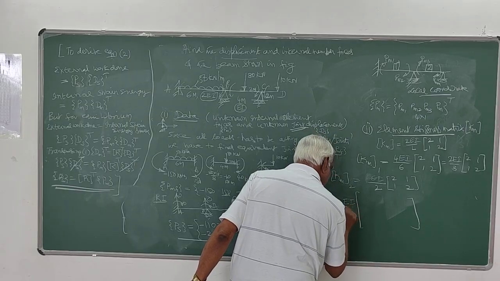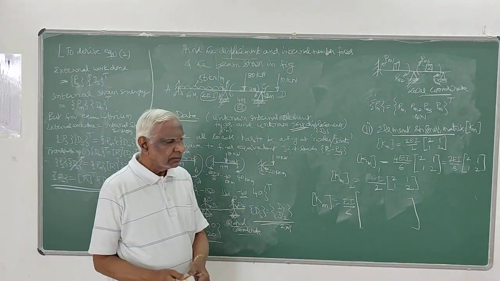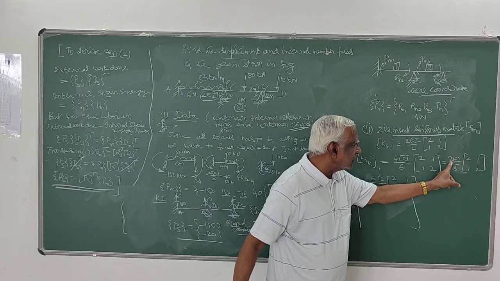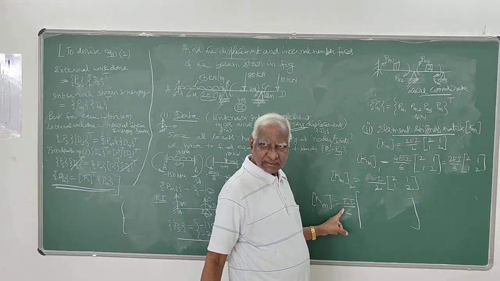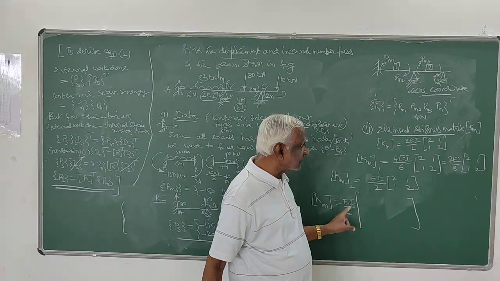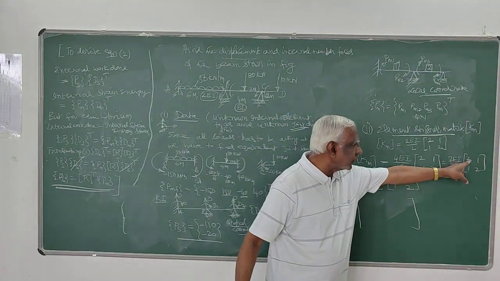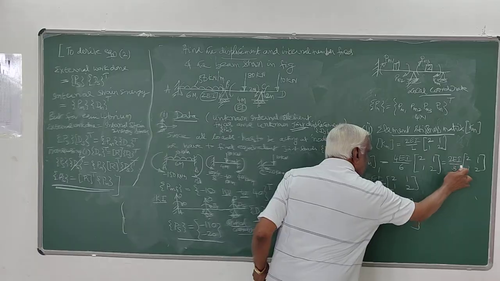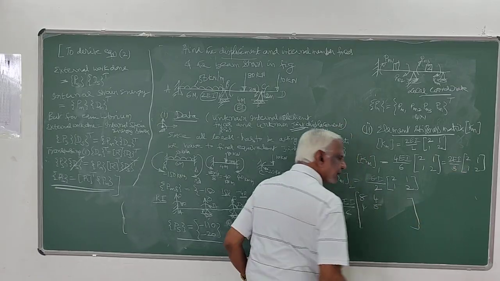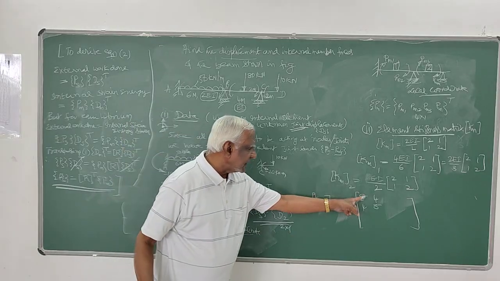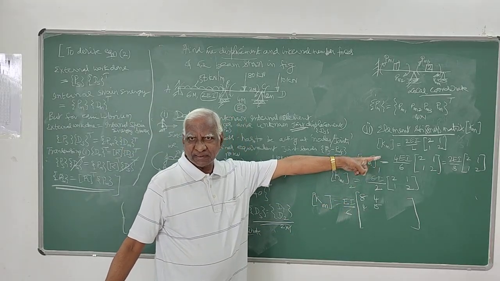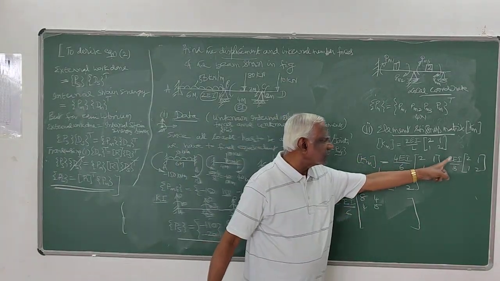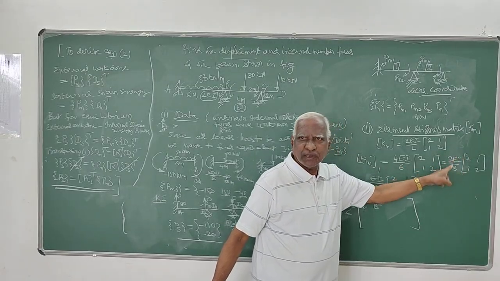I will take EI by 6 outside for all the elements. So if I take EI by 6, here this is 2 by 3 and 1 by 6. So EI by 6 I have taken outside. This will be 4 into 2, 8, then 4 into 1, 4. This will be 4, this will be 8. Correct? Because 8 EI by 6 is 4 EI by 3. That's the first element. So if you multiply this, you will get 4 EI by 3.